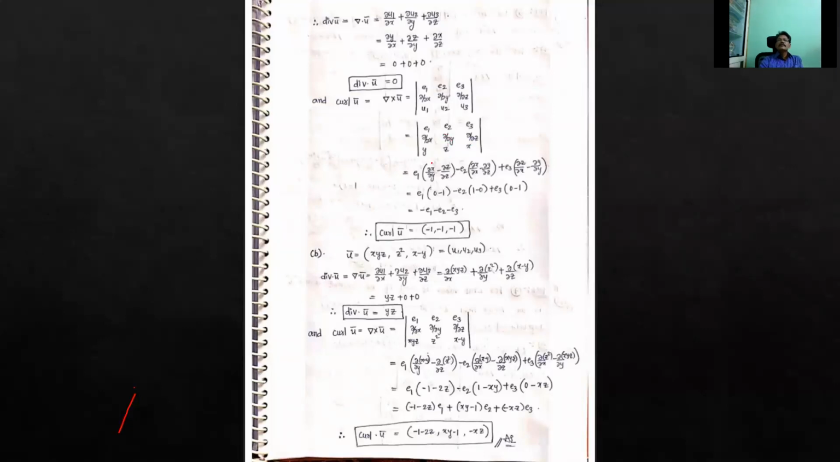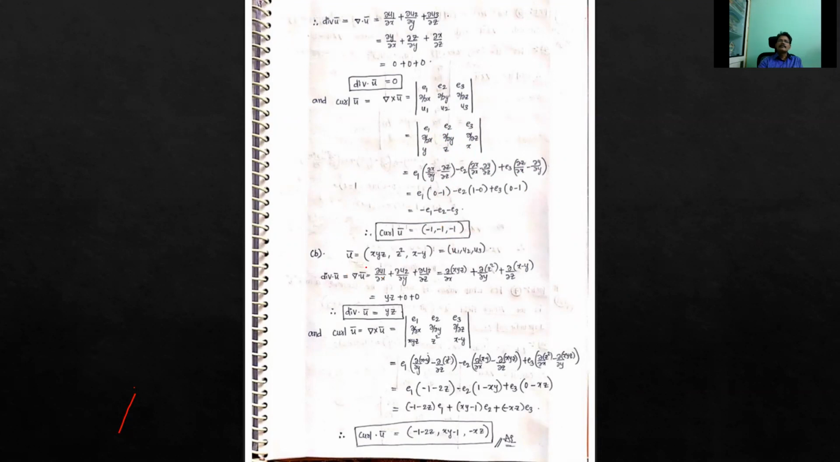Dou by dou x, dou by dou y, dou by dou z, and y z x. So dou by dou y of x is 0, dou x by dou y is 0, dou z by dou z is 1. Minus E2 into dou x by dou x is 1, or dou z by dou y is 0, and plus E3 into dou z by dou x is 0, or dou y by dou y that is 1. So we can write this as minus E1 minus E2 minus E3. This is minus 1 comma minus 1 comma minus 1. This can also be written as E1 is I bar, E2 is J bar, E3 is K bar: minus I bar minus J bar minus K bar.